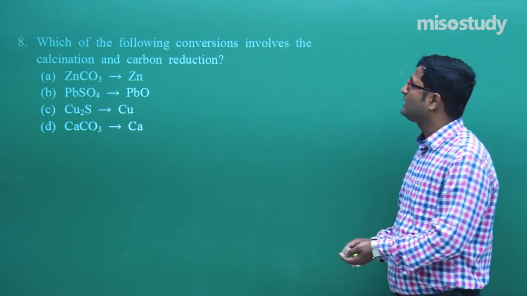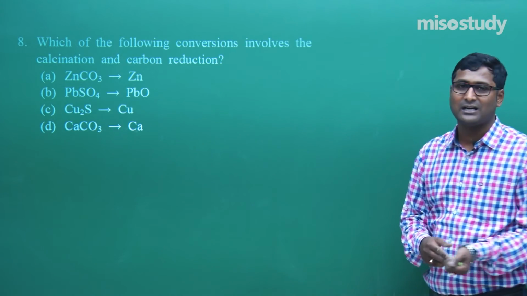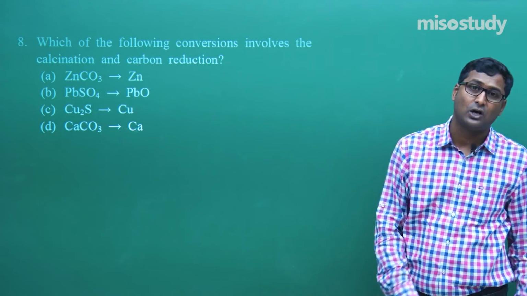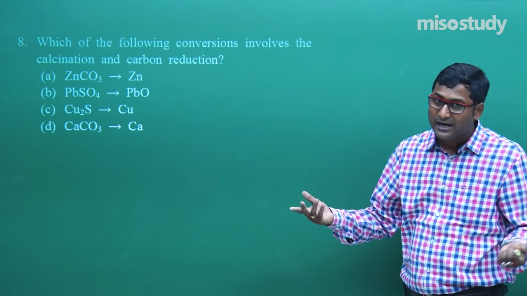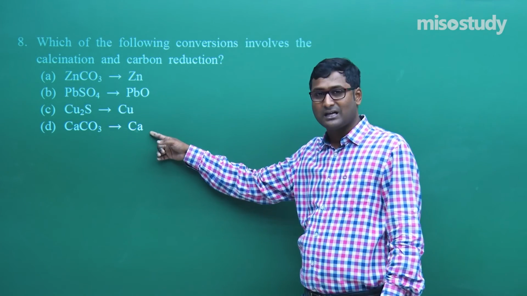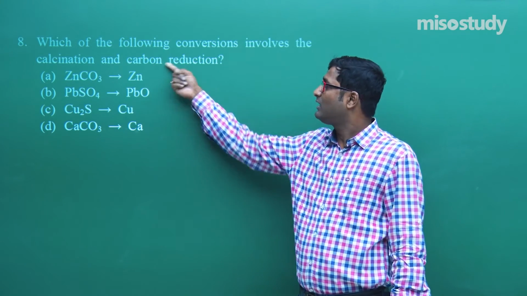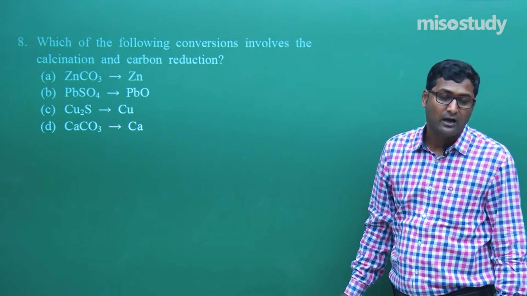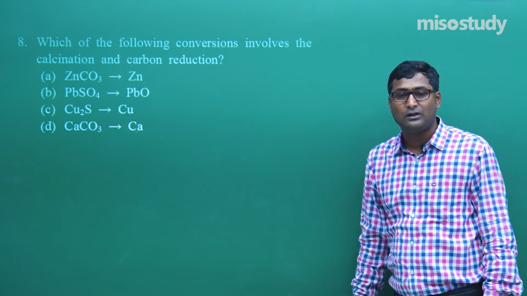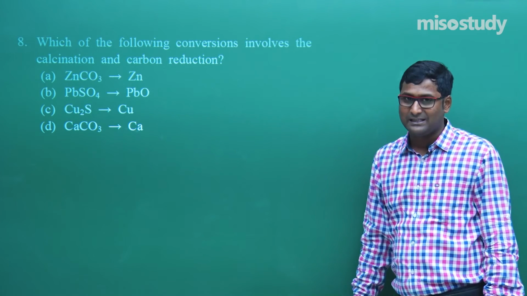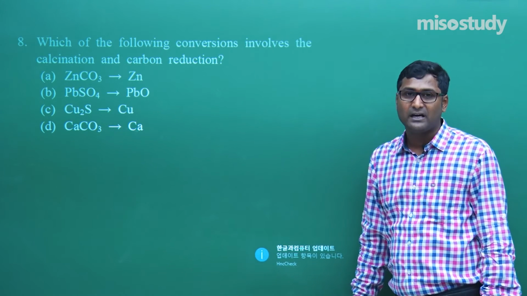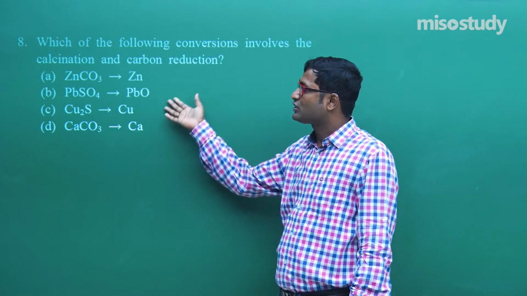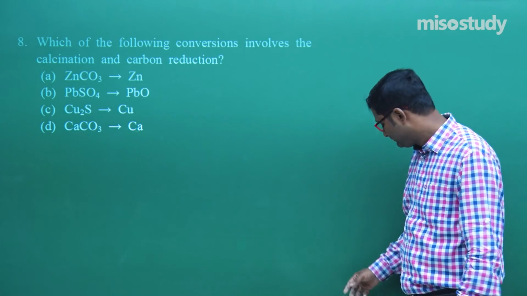Now let's move to question number 8. Which of the following conversions involves calcination and carbon reduction? As I told you, calcination is used for the conversion of carbonate ore into oxide ore, and this one is the correct option. But next is one more involvement, carbon reduction. Calcium is more reactive, so it is not possible to remove oxygen from calcium oxide by using carbon. It's better to use the electrolysis process, but in the other case it is possible. So for question number 8, A is the correct option.